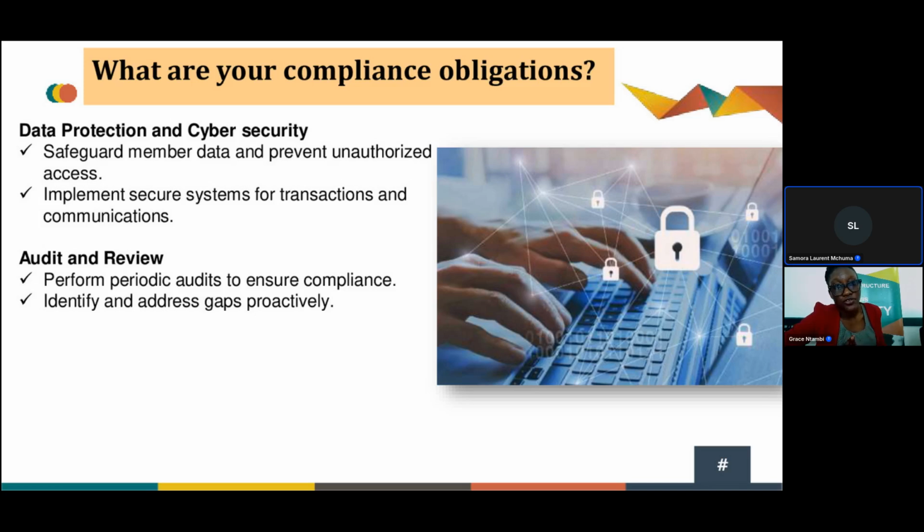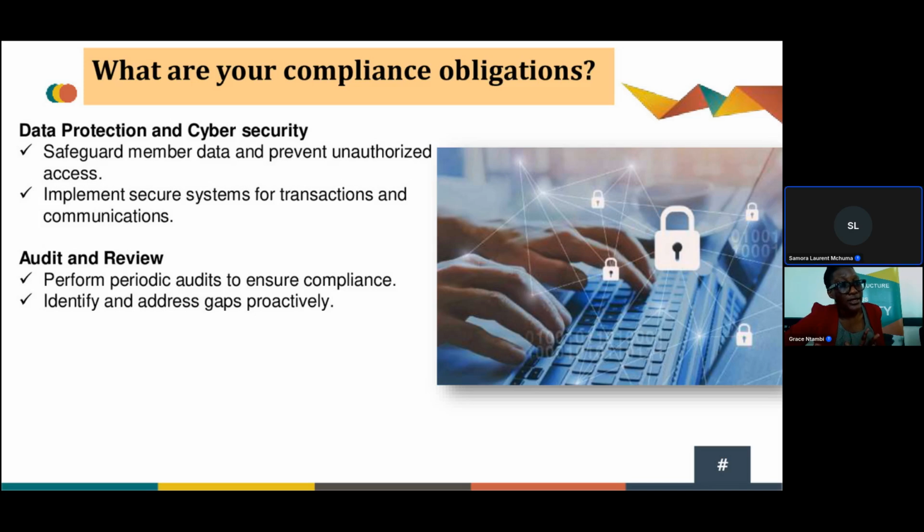We implement secure systems for transactions and communications to make sure that the data is well protected. You won't find financial information about a certain cooperative or microfinance within CAMS shared with a third party without authority. That will never happen, because we have a license that requires us to, but also to keep the trust of our business partners, as I said earlier on about why we should comply. We have to make sure that the data is protected and there is enough cyber security. You won't hear about hackings and information leakage, none of that.